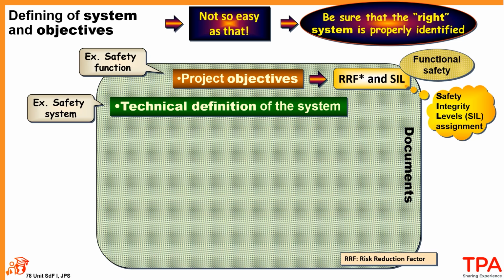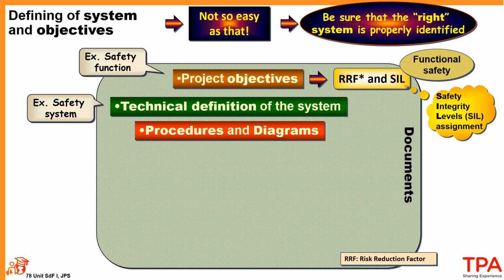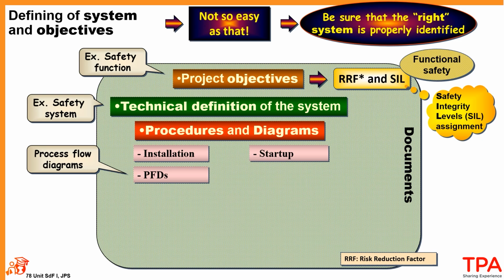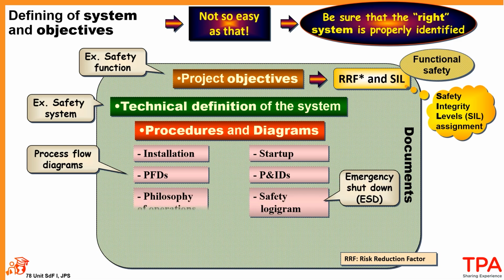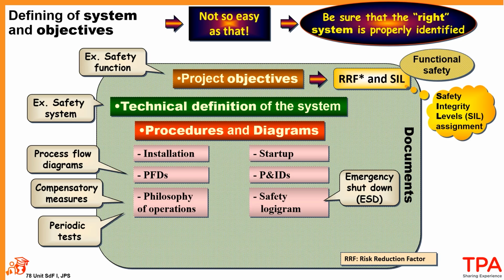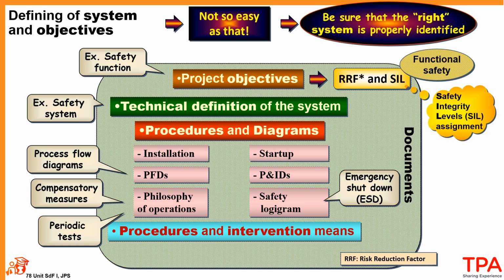Then comes the technical definition of the system to be studied. For example, the safety system implementing the above safety function. This encompasses the procedures and the various diagrams related to installation, startup, process flow, process and instrumentation, and safety logigrams. The philosophy of operations related to maintenance, periodic tests, or compensatory measures is also needed. Among the documents, the procedure and intervention means in case of accident have also to be considered. And this, with a particular mention to the environment damages.